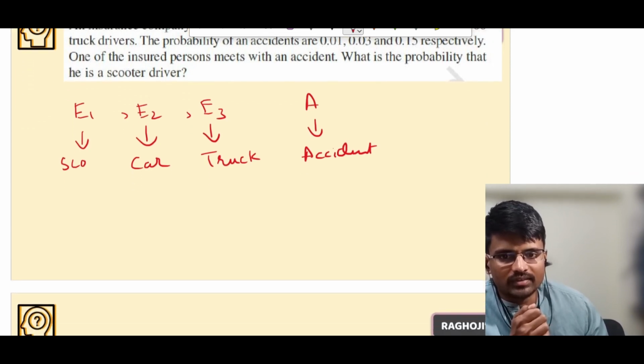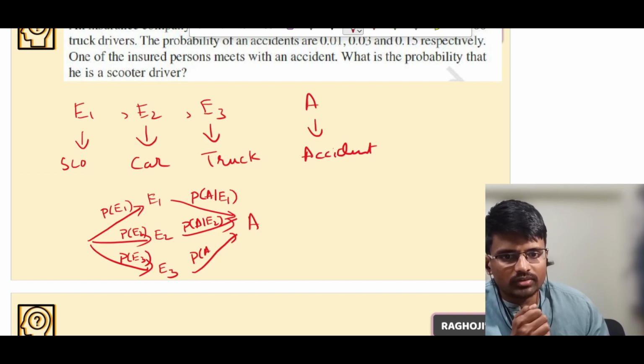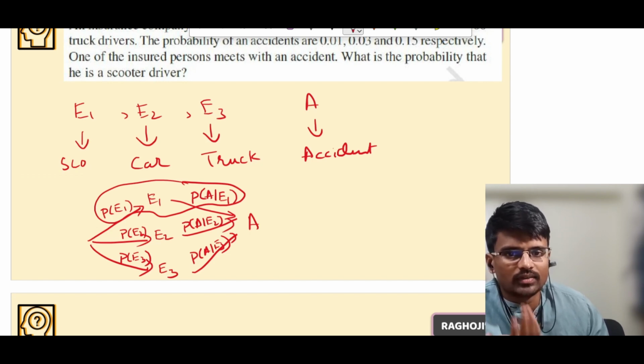Once you are done with this, the next step is the arrow diagram. E1, E2, E3, and for accident. So this is your probability of E1, probability of E2, probability of E3. This is probability of A when E1 has occurred, probability of A when E2 has occurred, and this one is probability of A when E3 has occurred. And they are asking us scooter. That means we have to first multiply these two arrows, and in the denominator we have to multiply all the arrows. This is how you can solve.